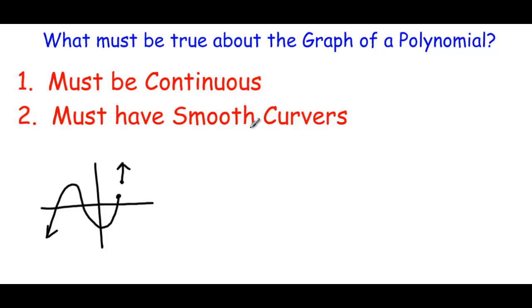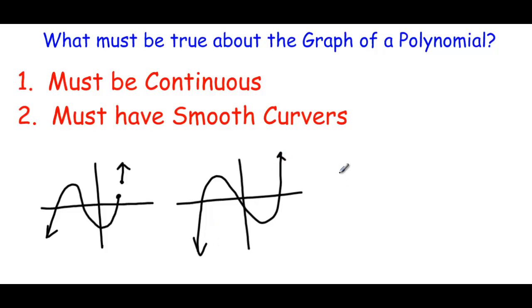It must also have smooth curves. So what that means is that if I curve, it has to be nice and fluid. Okay, that is good. What doesn't have smooth curves is something like this. Our absolute value graphs are not examples of polynomials because they have this rigid point. Okay, a quick turn, not a smooth curve.